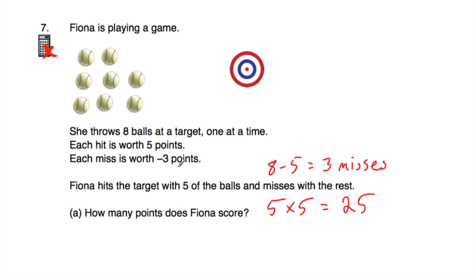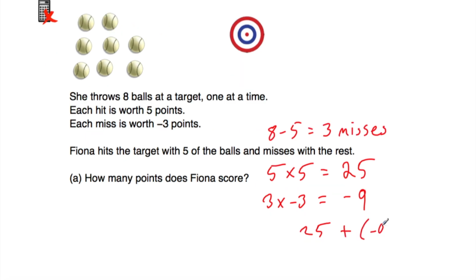That's another way to think of it. We could do 3 times 3 is 9, and she loses those points, so we could just take 9 away from 25. That's one way we could do it. Alternatively, we could do 3 multiplied by negative 3, and a positive times a negative is a negative, and 3 times 3 is 9, so 3 times negative 3 would be negative 9. So she gets negative 9 points for the misses, and then if we just add those two together, which is the same as just taking away 9, we'll get 16 points. So 25 plus negative 9 would be equal to, well, adding a negative means we're just taking away, so we've got 25 take away 9 is equal to 16, and that means that Fiona scores 16 points.